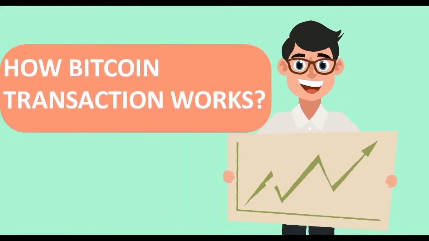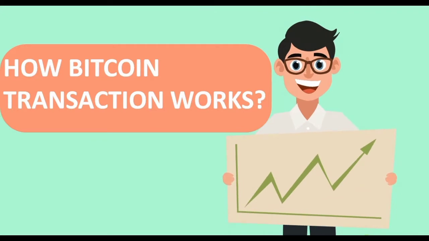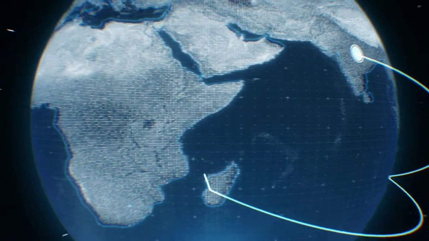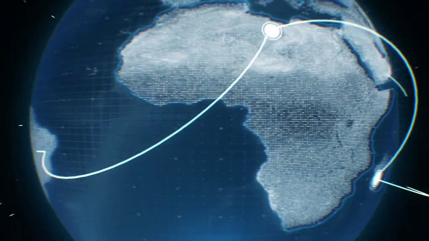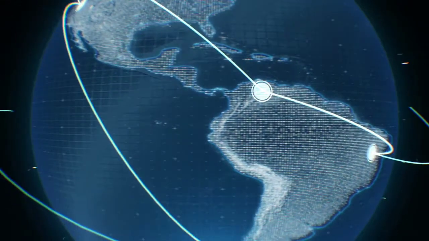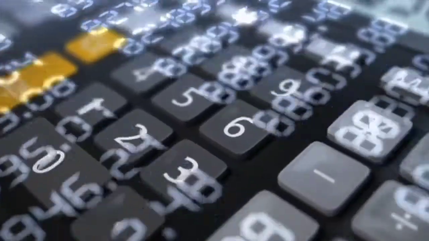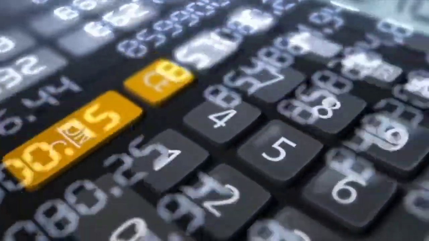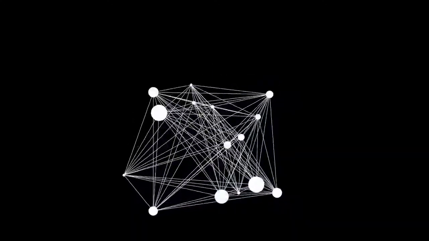Now let's talk about how a Bitcoin transaction works. All the computers or participants of Bitcoin and blockchain are connected through a peer-to-peer network. In a peer-to-peer network, each computer acts as a client as well as a server. So let's see the steps included in the transaction of Bitcoin. First of all, let a new transaction enter in step 1.